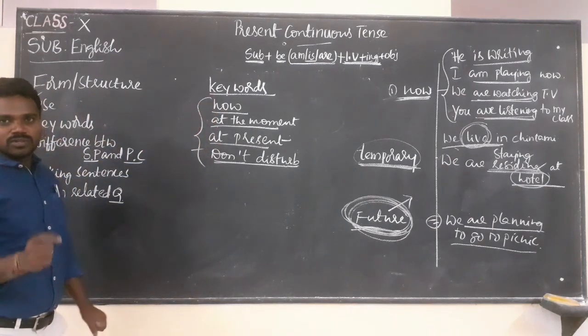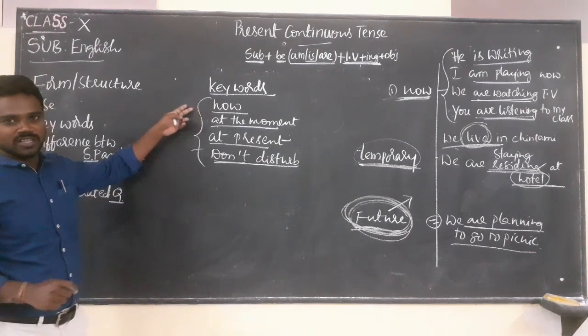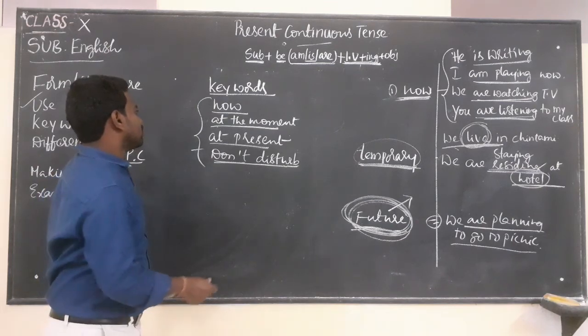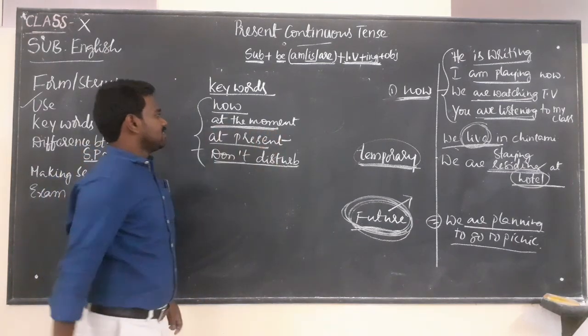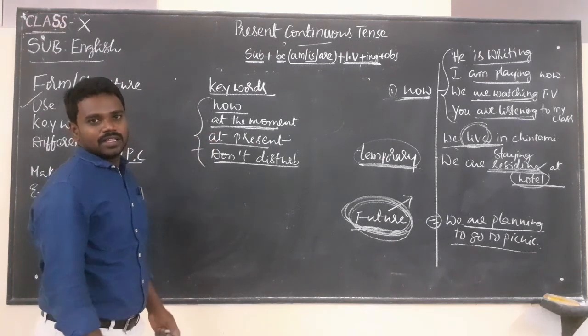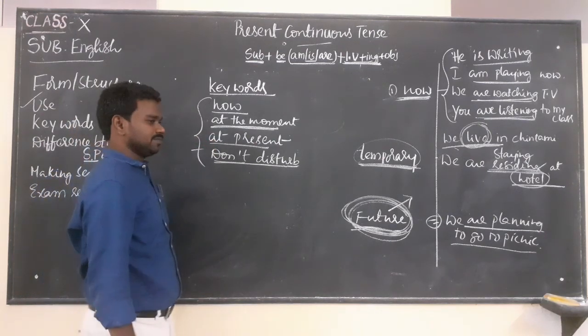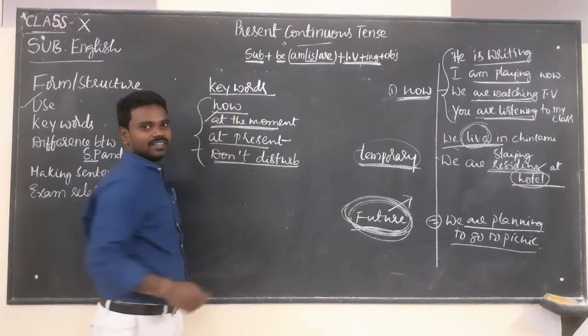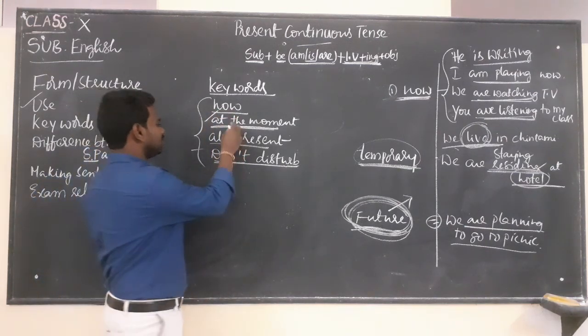Let me give you one word on each. I am writing a book now. So I am doing what I am doing at present. For example, they are playing cricket at present. They are watching a movie at this moment.